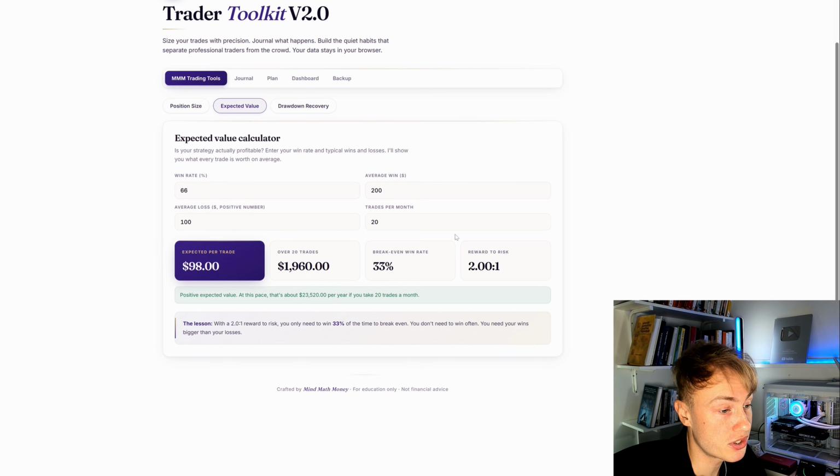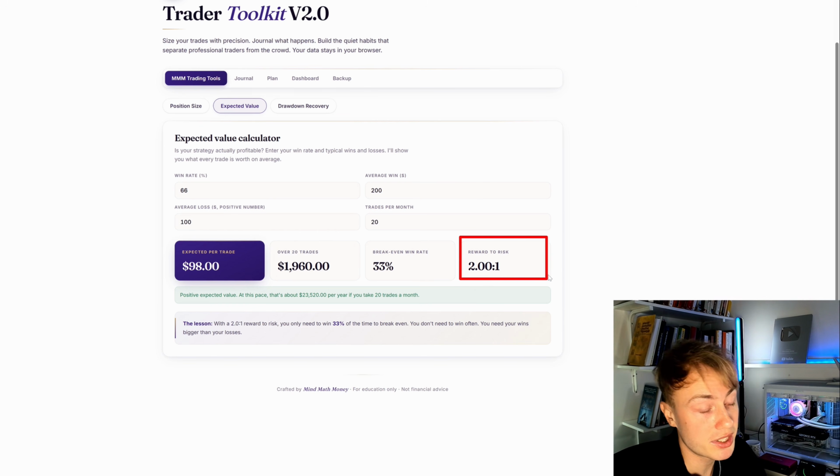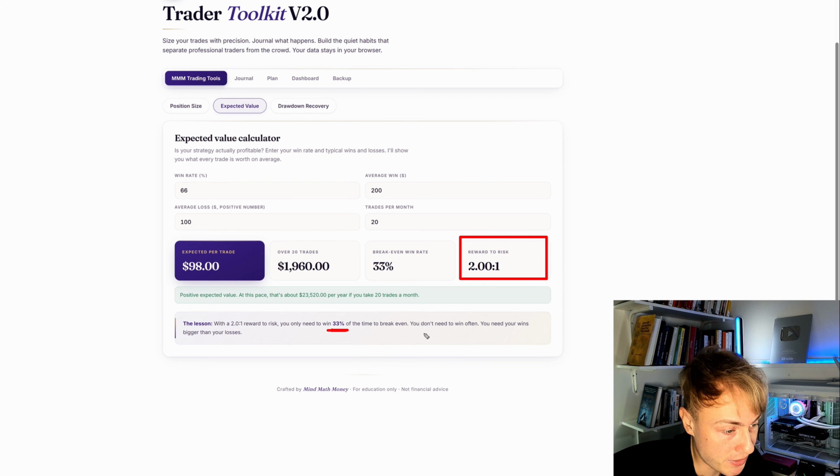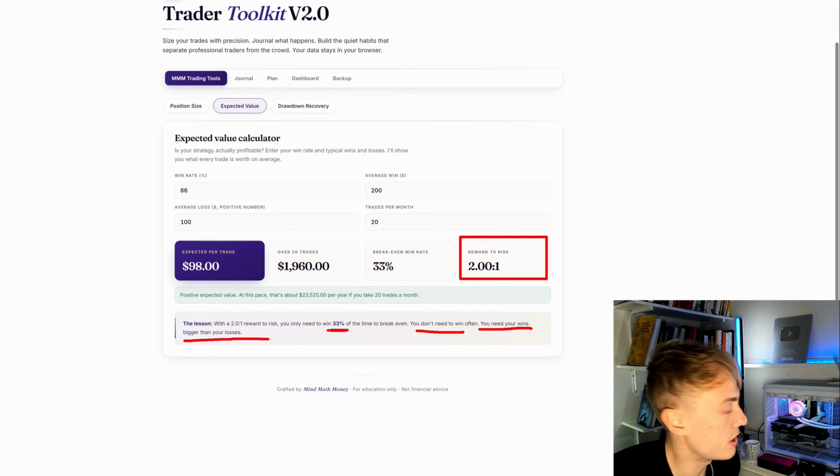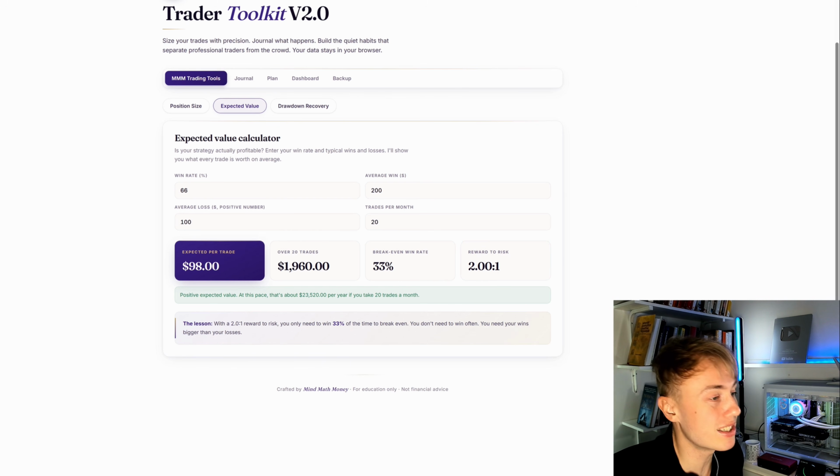And you can also, of course, see here the reward to risk ratio right here. Here we have a 2-to-1 reward to risk. And you can see here that you also get down in the bottom that you only need to win 33% of the time to break even. You don't need to win often. You need your wins bigger than your losses. So yeah, guys, I really hope this calculator helped you guys to understand expected value. As I said, this is one of the most important things you can learn and calculate as a trader.